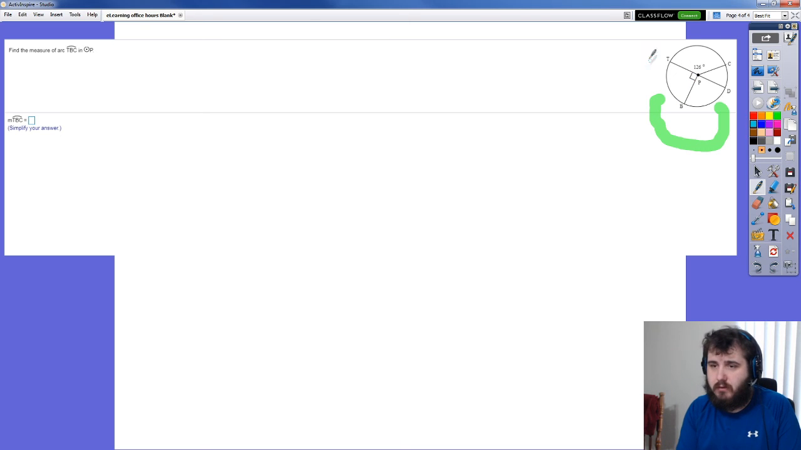TB is 90 degrees, right? BD, since this is a semicircle here, right, just go straight through, that's also going to be 90 degrees. So those are fine. The one we have to figure out is this one. Well, if over here is 180 degrees, over here is 180 degrees, this is 126, so what's left over?